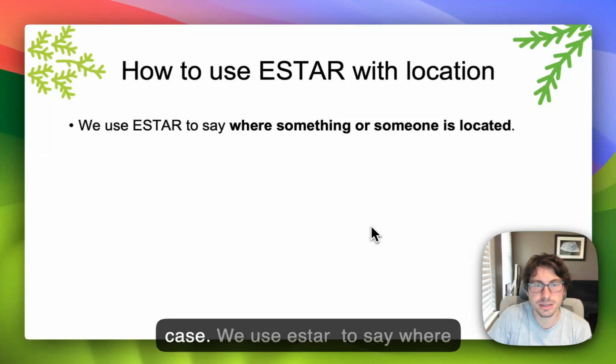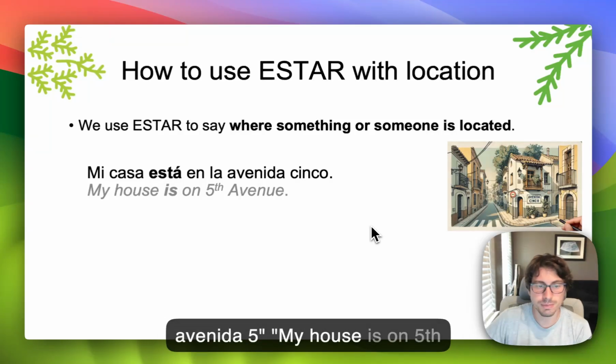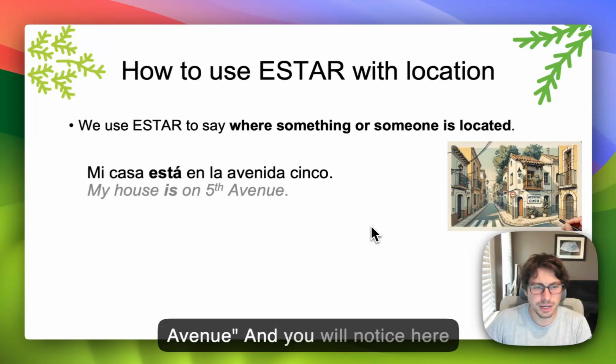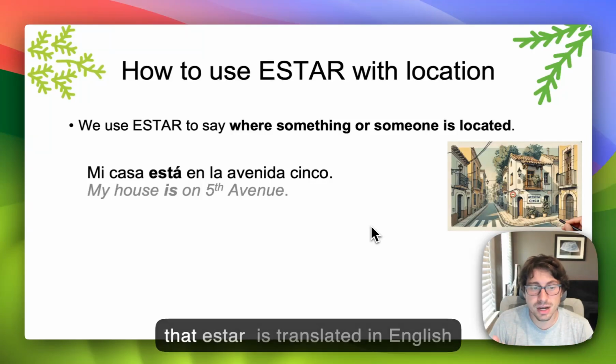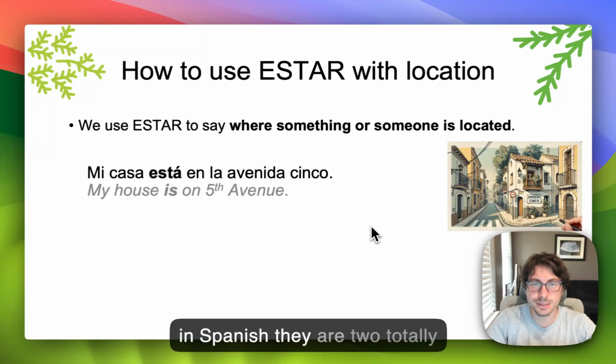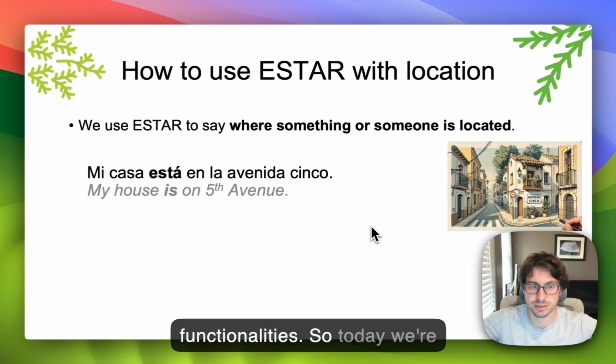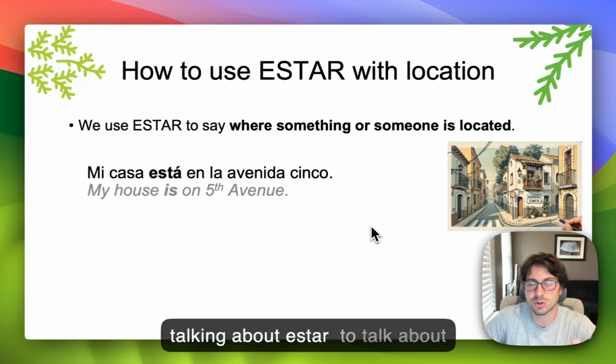This is the first case. We use estar to say where something or someone is located. For example, mi casa está en la avenida 5. My house is on 5th Avenue. And you will notice here that estar is translated in English as to be, similar to the verb ser. In Spanish, there are two totally different verbs with two different functionalities. So today we're talking about estar to talk about location.